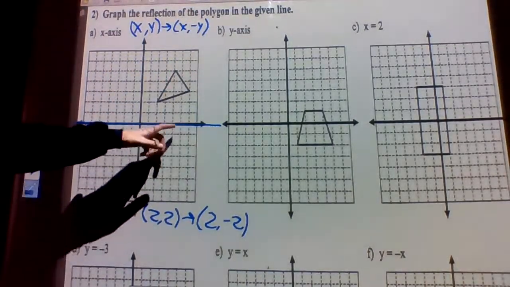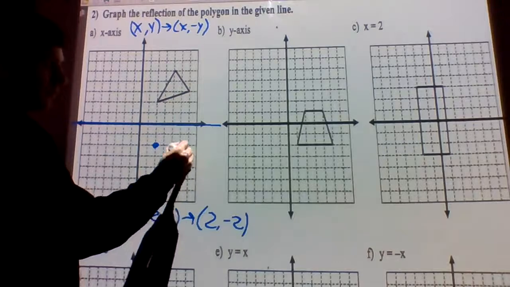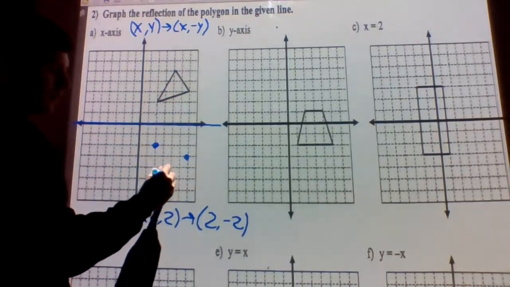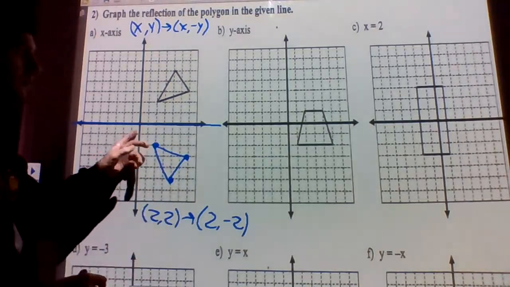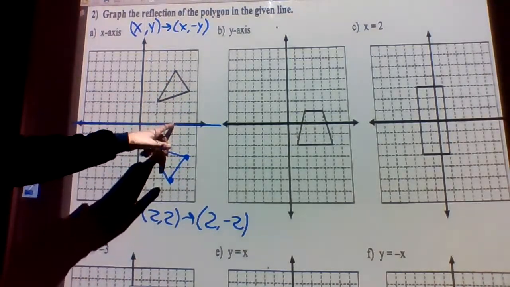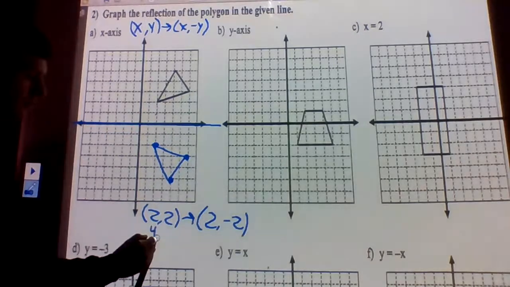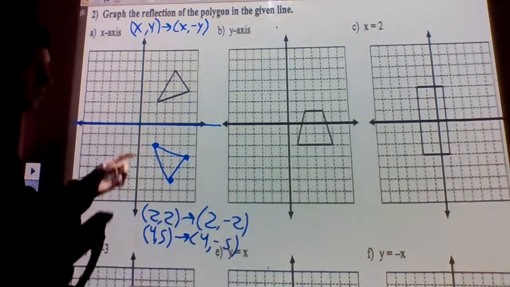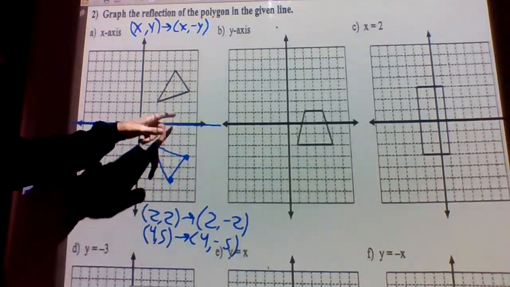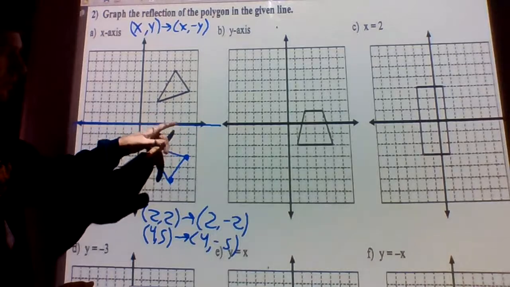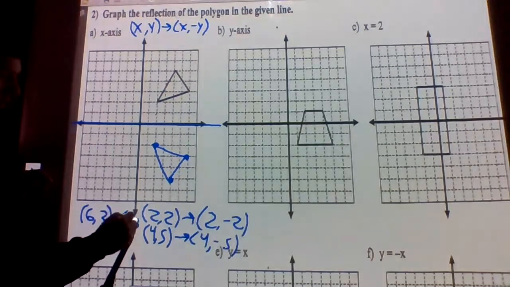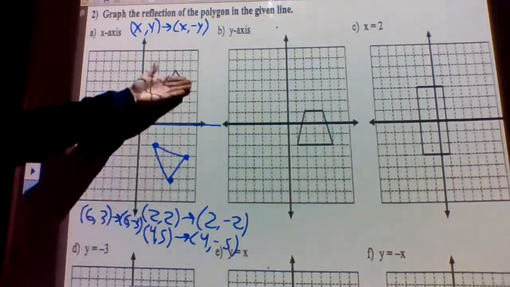Okay. So this one's 3 above, so we go 3 below. This one's 5 above, 5 below. Okay, we could also put these all in. This is 4, 5. All right, so that's going to go to 4, -5. It just comes down. This one is 6, 3. It's going to go to 6, -3, because we're just flipping it down.